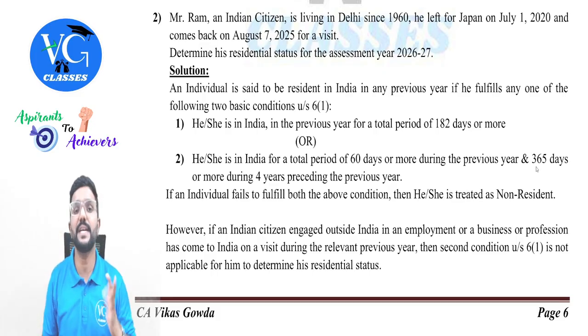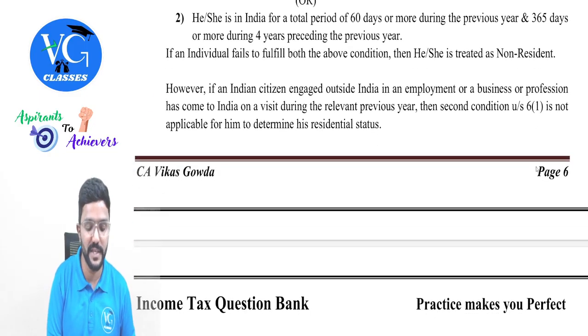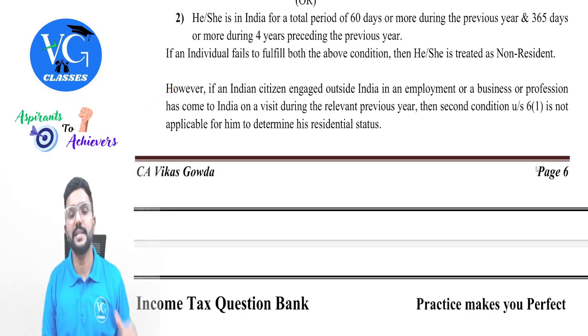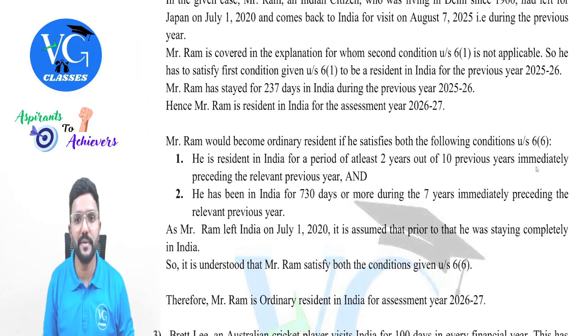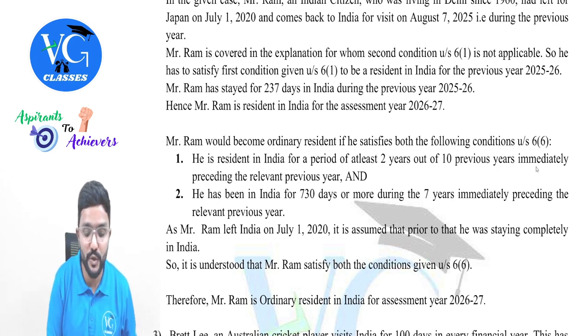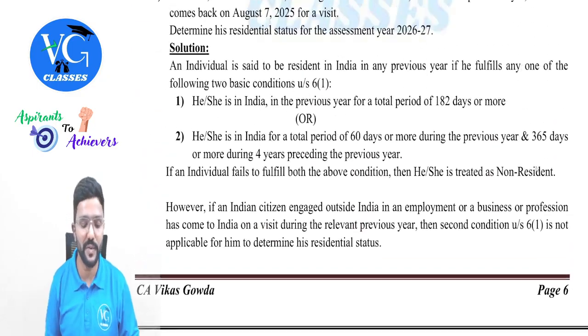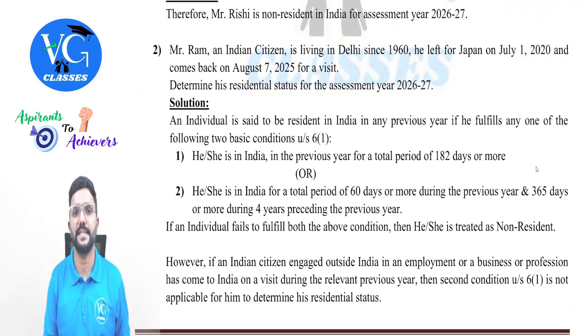Yes, sir. So is he covered in the explanation? Yes, guys. You can see here, I have given him. If an Indian citizen engaged outside India in an employment or a business or a profession has come to India on a visit during the relevant previous year, then the second condition is not applicable because they are covered in the explanation. Yes, sir. So how many days was he in India, people? From August 7th to 31st March, it comes to 237 days. So did he satisfy the first condition? Yes, he is a resident.